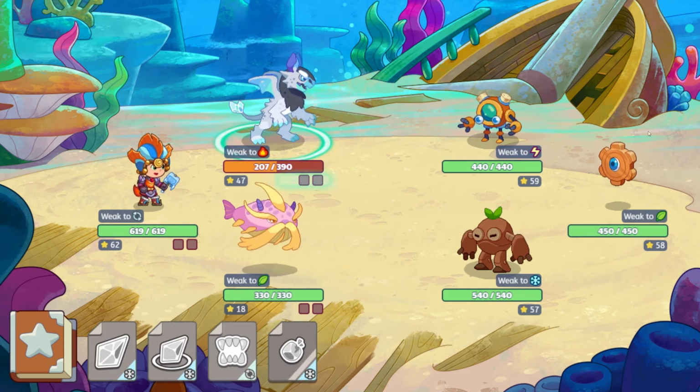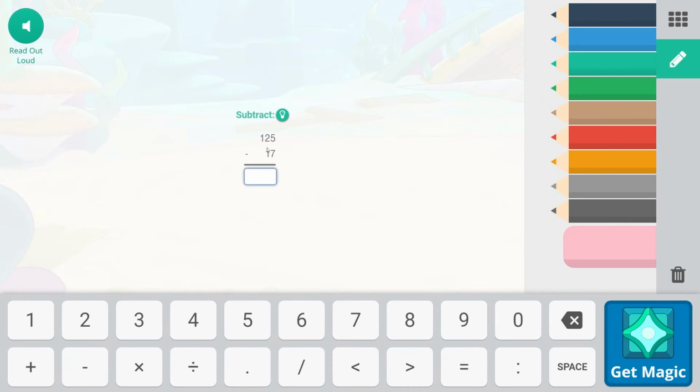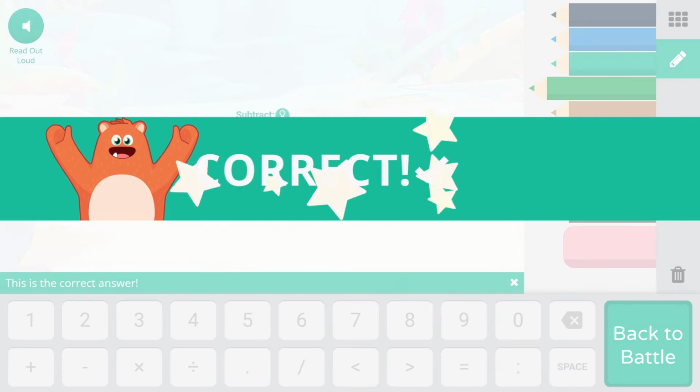All right, that hit landed. So 125 minus 17. So we do have to regroup, but not all the way over. So 2 becomes 1. 15 minus 7 is 8. So this is going to be 108. 108. Woohoo.